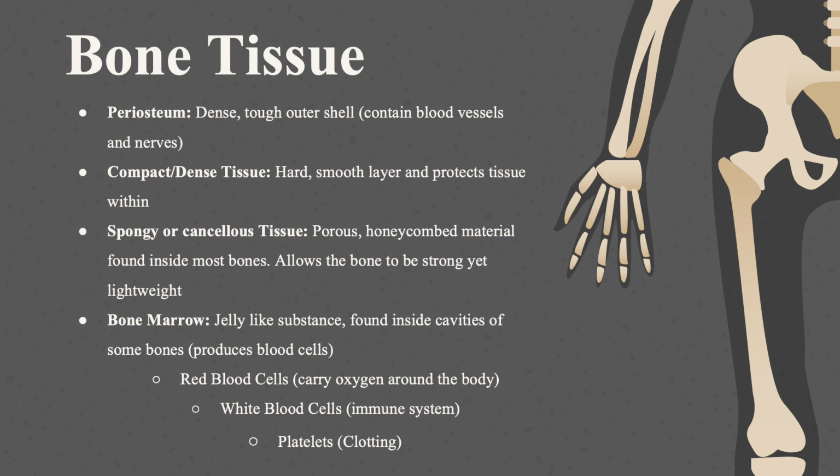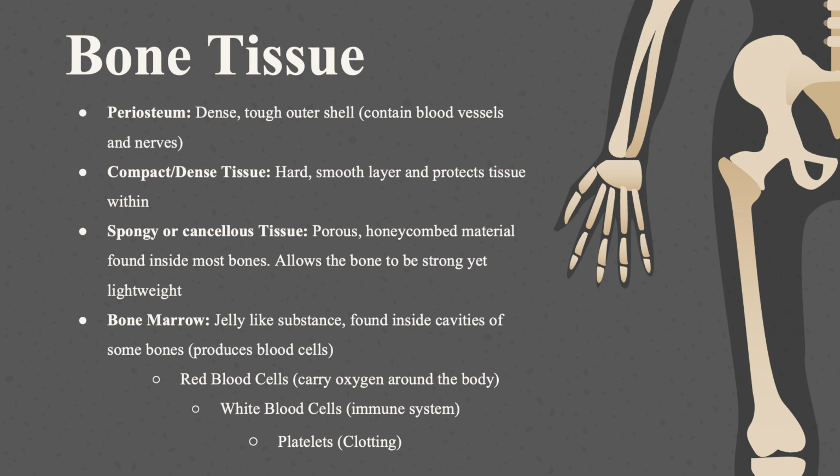In terms of bone tissue, we have the periosteum, which is a dense, tough outer shell tissue, and it contains blood cells and nerves. Then we have the compact or dense tissue, which is hard, but has a smooth layer and protects the tissue within. Then we have the spongy or cancellous tissue, which is porous, honeycomb-like material found inside most bones and allows the bone to be strong yet lightweight.